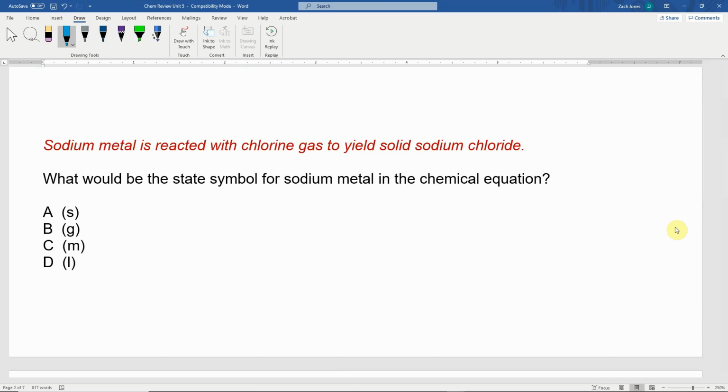All right, if we want to know what the state symbol of sodium metal would be, hopefully we didn't fall for the M thing, right? There's no such thing. The only state symbols are s, g, l, and aq. That's it. So if something's a metal, obviously metals, powders, right? If it had said powder, all of those things are solid. So A would be the correct answer.